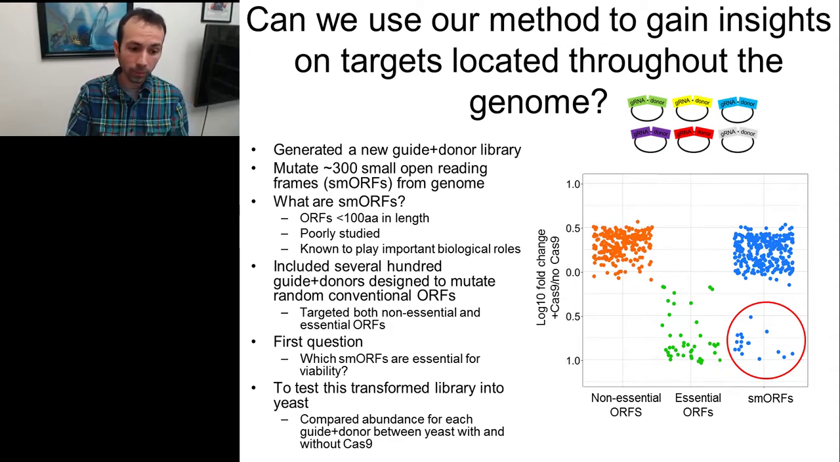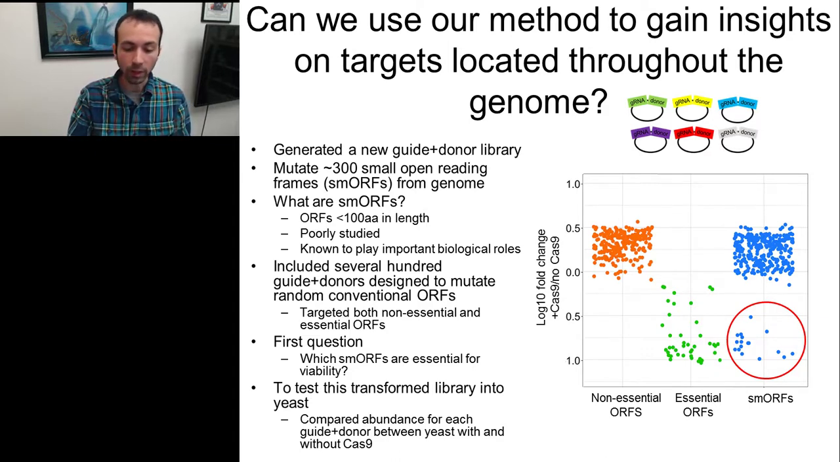And so in addition to making a SMORF library, within that library, we also included several guide plus donors against both essential and non-essential ORFs. And so the first question we asked is simply which SMORFs, or are there any SMORFs, frankly, that are essential for viability in yeast? And so to test that, we transformed our library into yeast, and then we compared the abundance of the guide plus donor plasmids in cells that either did or didn't express Cas9.